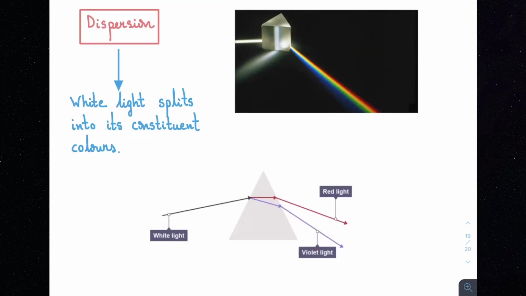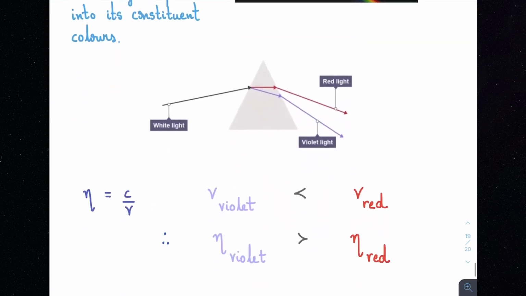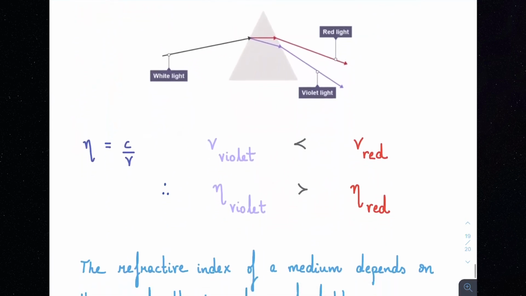Red is found to be the least slowed down, and is hence the least deviated. On the other hand, violet is the most slowed down and thus undergoes the largest deviation. You must also recall that the ratio of the speed of light in air to its speed in glass is called the absolute refractive index of glass.